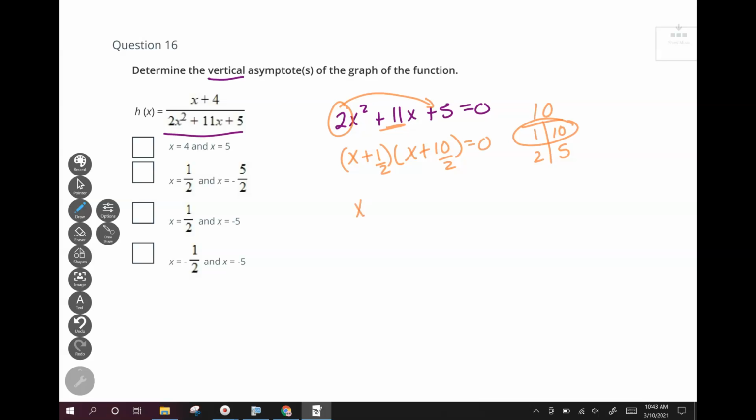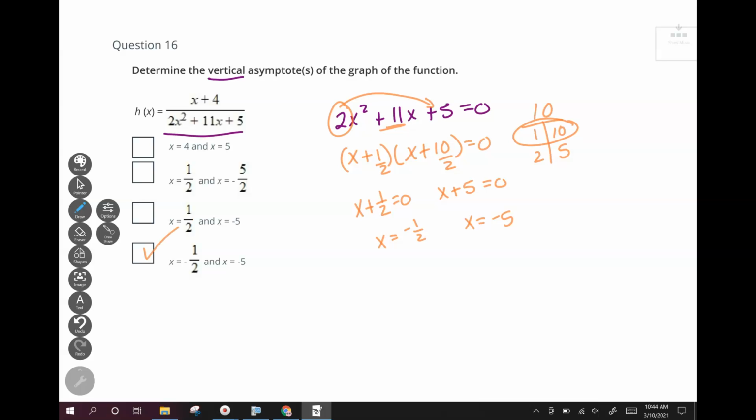All right, so you can leave that as x plus 1/2 and set that equal to 0. 10 divided by 2 is 5, so that's going to be x plus 5 and set that equal to 0. Solve for x. X equals negative 1/2. X equals negative 5. Negative 1/2 and negative 5.